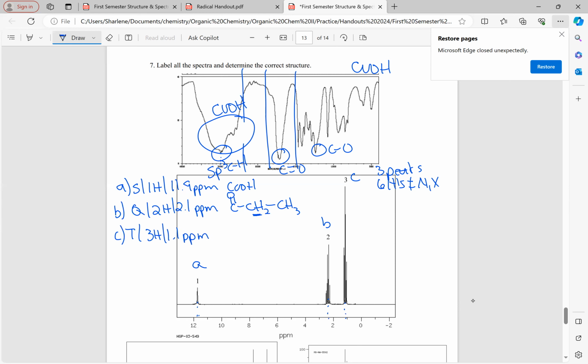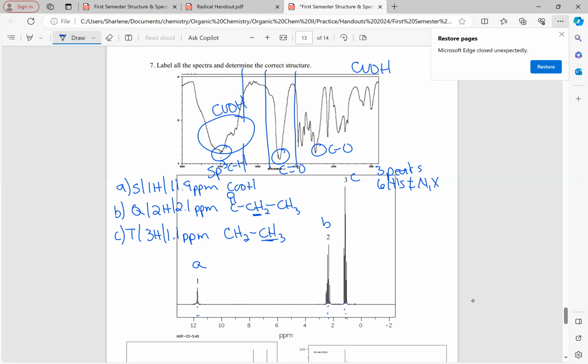And the way you can get a triplet is you have to have a CH2 next to you. And in order to integrate for 3, you have to be a CH3. And that's just in the normal alkyl world. So there's my 3 pieces, and then you manipulate them.